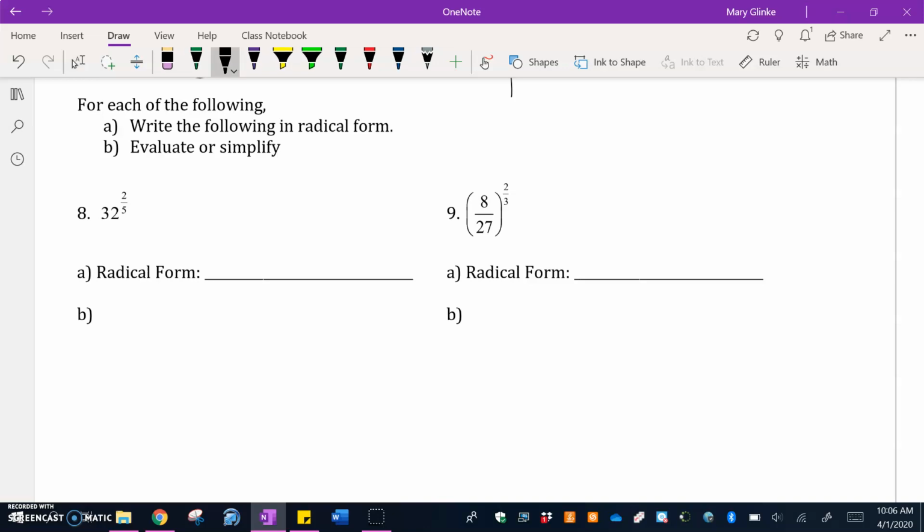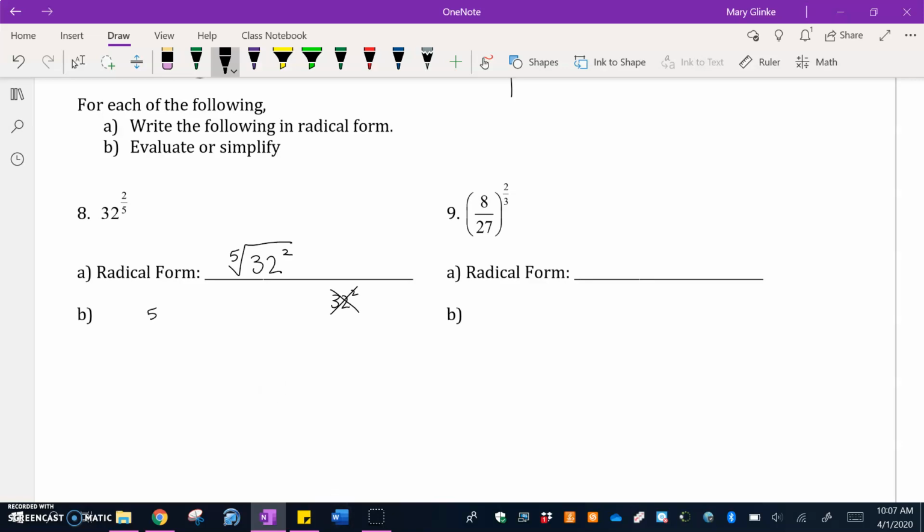So 32 to the 2/5, when we're looking at this, it's going to be the 5th root, because the 5 was the denominator, of 32 squared. So now we want to figure out what this equals, because originally 32 to the 2/5, I can't look at that and say what that equals. We want to write it in radical form because we're used to radical form. Now looking at it, I don't really want to do the 32 squared because 32 squared is going to be a large number.